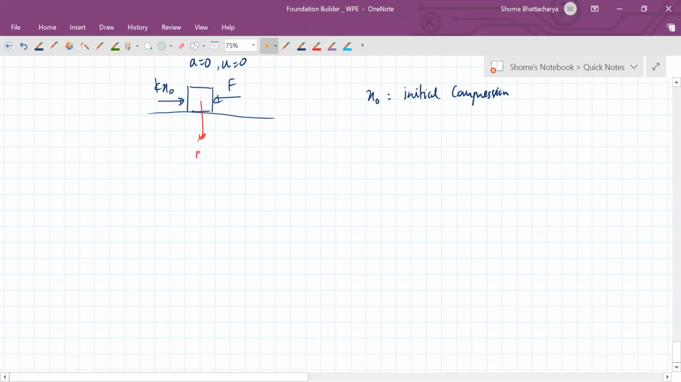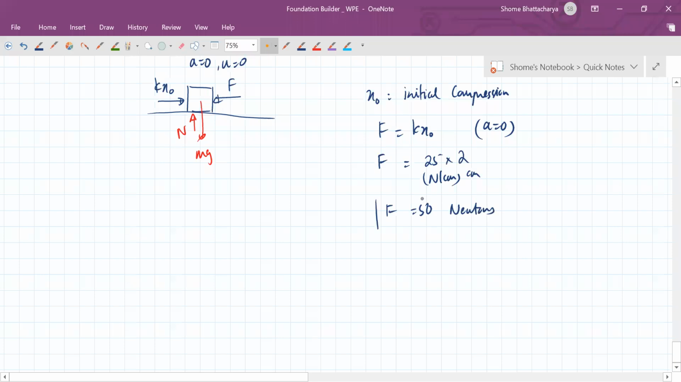Apart from vertical forces, which are not important here, F is balancing Kx naught because the acceleration of the block is 0. So F is equal to 25 newtons per centimeter multiplied with 2 centimeters. So F is equal to 50 newtons. This is the amount of force.